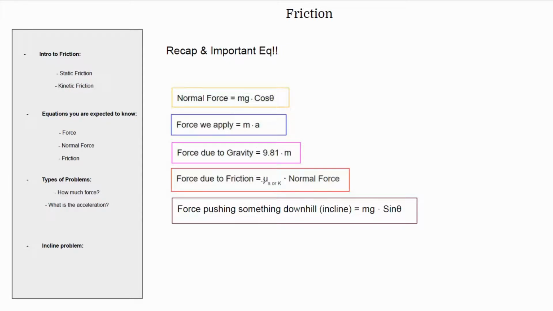Force due to friction is equal to the static friction or kinetic friction times the normal force. You will often be given the static friction or kinetic friction. And lastly, force pushing something downhill is equal to mg times sine theta.